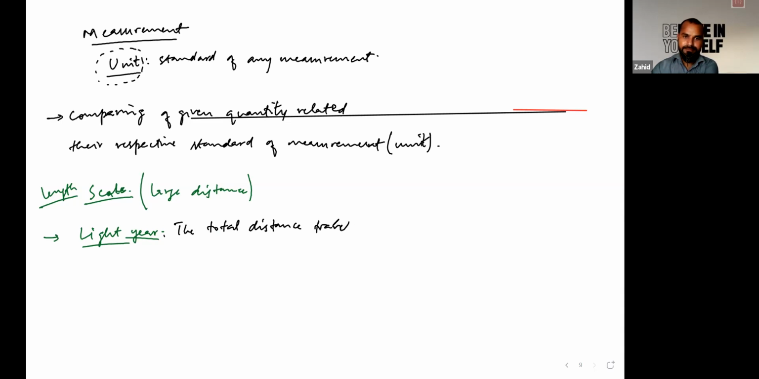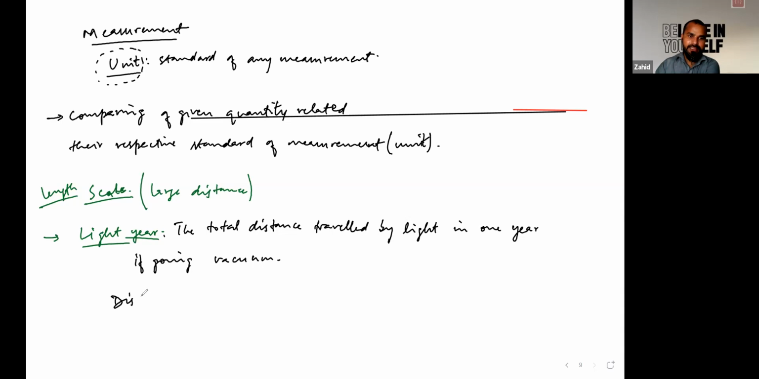Likewise, a light year is defined as the total distance traveled by light in 1 year if going through vacuum. So one light year is nothing but a measurement of distance.